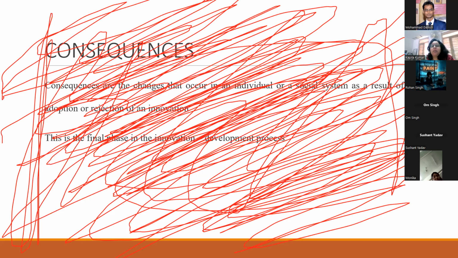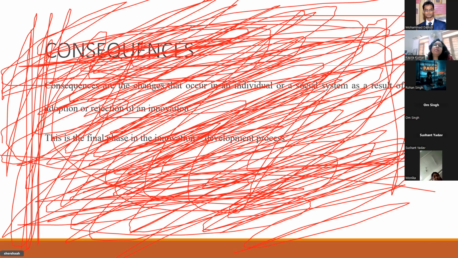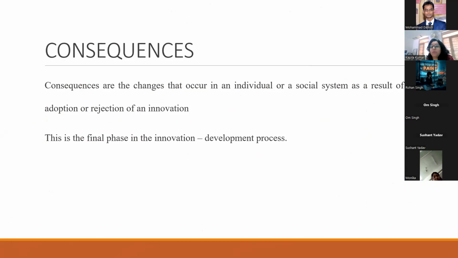Finally, if your innovation has been taken up by the adopters, consequences are the changes that occur in the individual or the social system as a result of your innovation. So if your innovation has been adopted or rejected, what are the changes you are expecting, or what you are observing, in the social system? They are the consequences, and that is the final phase of innovation.